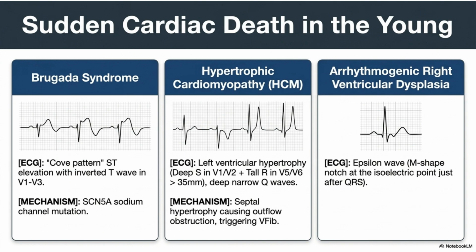Three major culprits to watch for: Brugada syndrome, a coved pattern ST elevation in V1 to V3 caused by an SCN5A mutation. HCM, hypertrophic cardiomyopathy, massive septal hypertrophy causing deep narrow Q waves and voltage criteria for LVH: deep S in V1 plus tall R in V5 greater than 35 millimeters. ARVD: look for the epsilon wave, a small M-shaped notch right after the QRS complex.